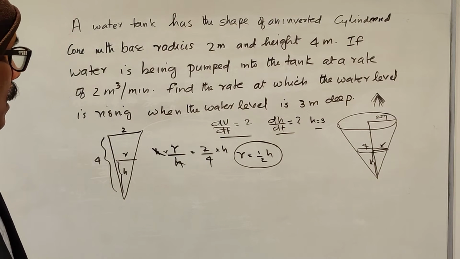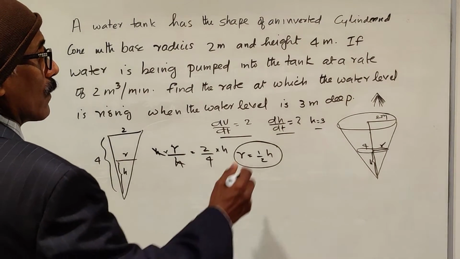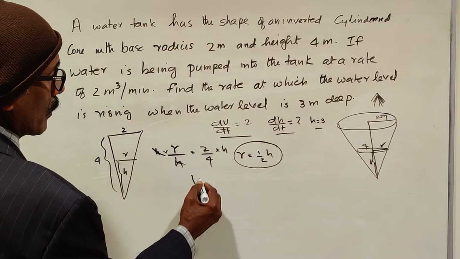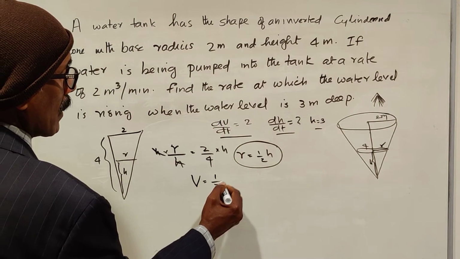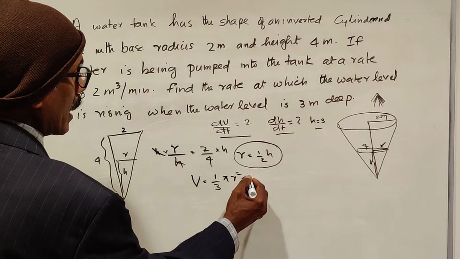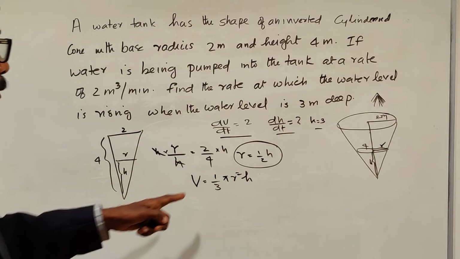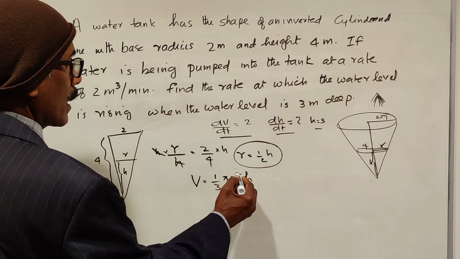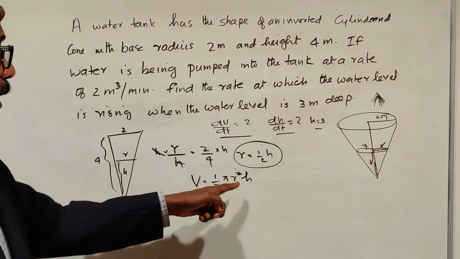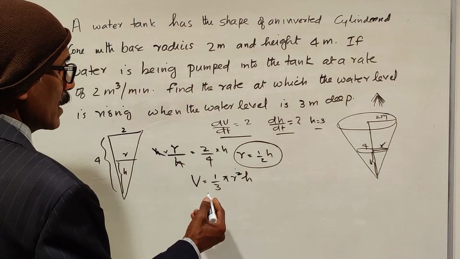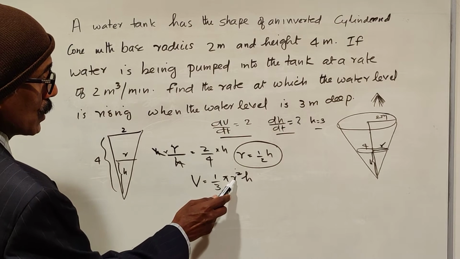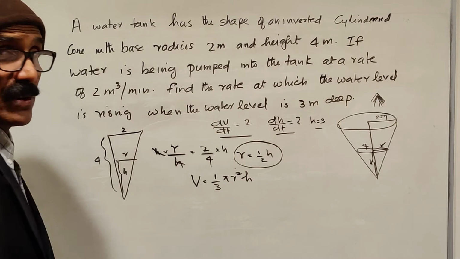Okay. Then what is the volume of the cone? Because the volume is here. Volume of the cone is 1 by 3 pi R square H. Okay. 1 by 3 pi R square H is the volume. So we can differentiate. Before we differentiate, how many variables are here? 1, 2, 3. There are 3 variables. We cannot differentiate.